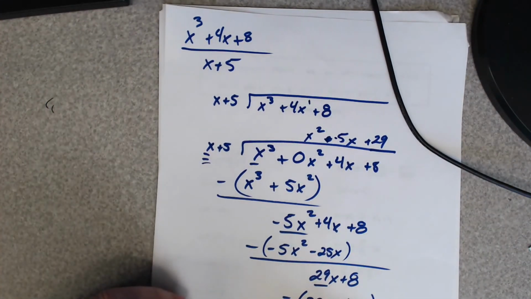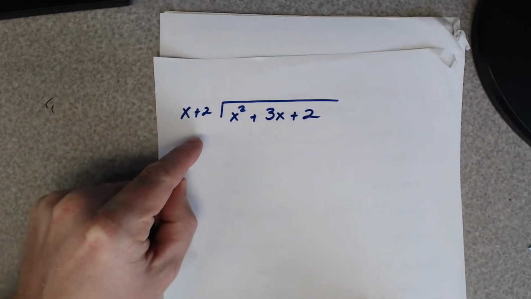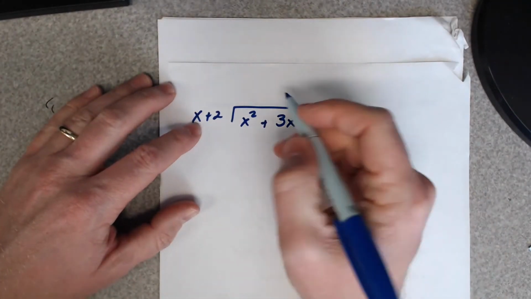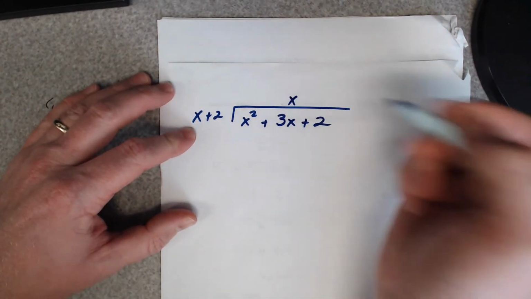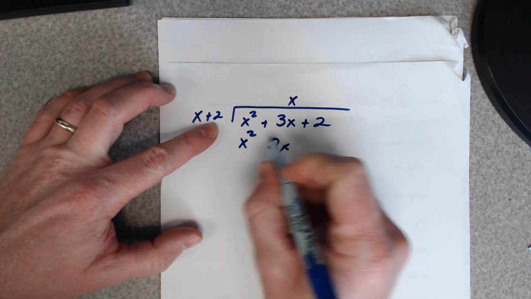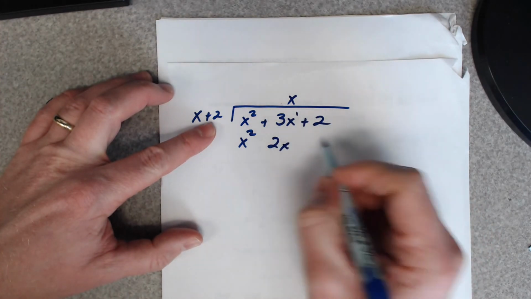So, okay, let's try one more. We got this one written out. And we are going to take x plus 2 and divide that into here. So remember what we do. We say x plus 2. How do you turn x into x squared? x times x is x squared. x times 2 is 2x. Notice it goes x squared, x to the first, and then no x, so there's no gaps.